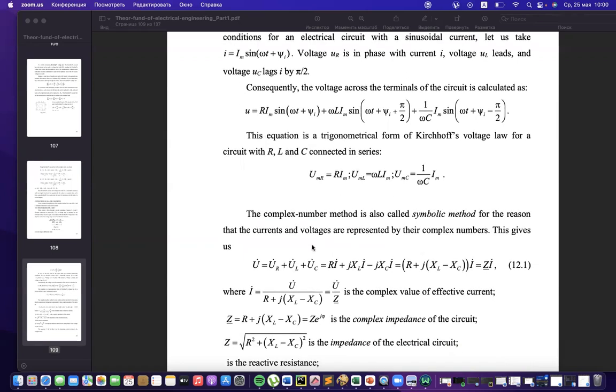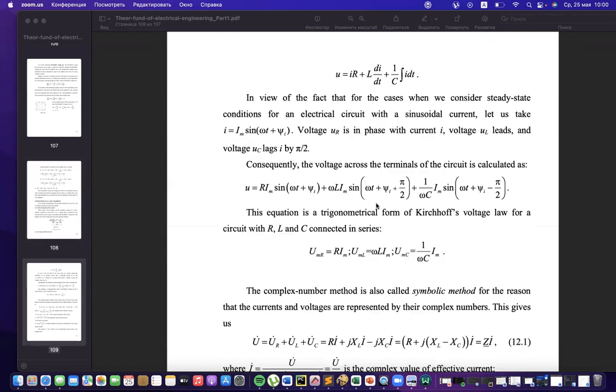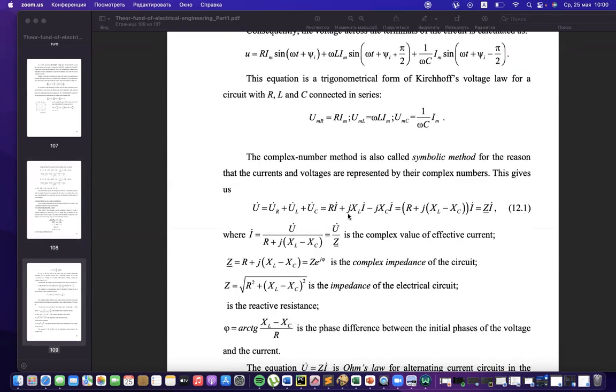And after transforming it into complex form, for serial connection, the total voltage on the whole three elements will be just R I as Ohm law for the resistor, plus j X_L I as Ohm law for the coil, and minus j X_C on current I as Ohm law for the capacitor. The capacitor always will be negative, the coil always will be positive.